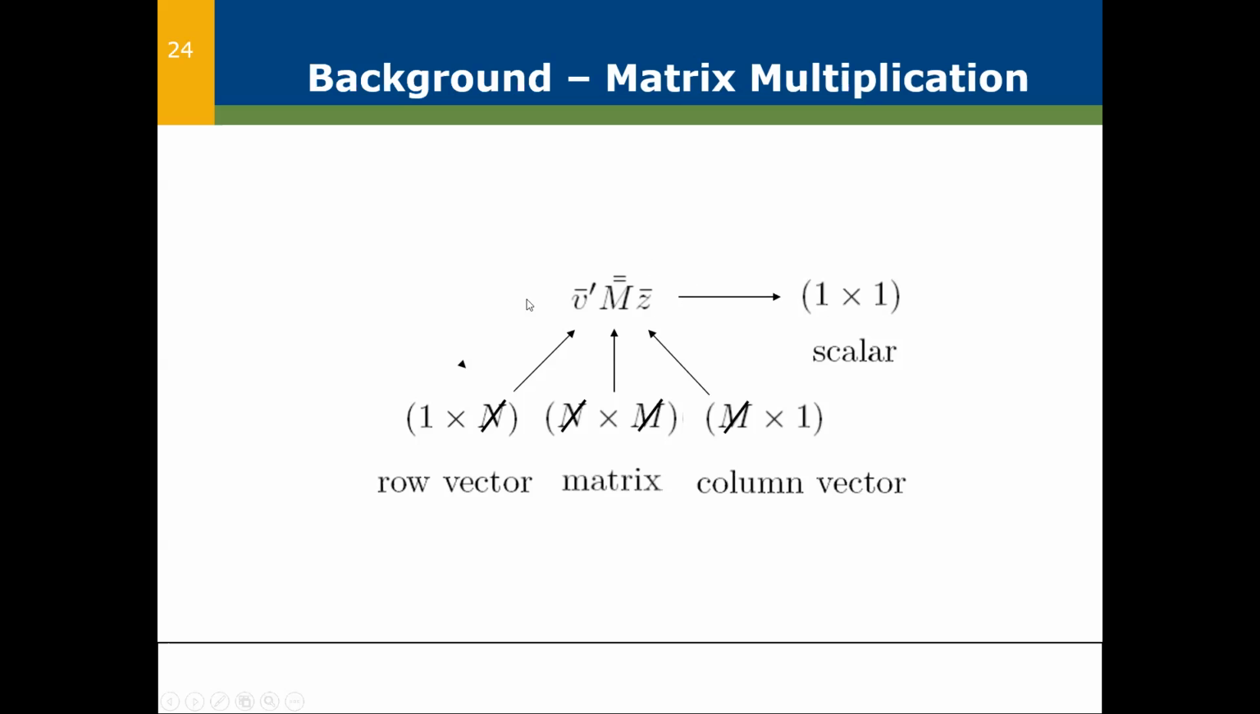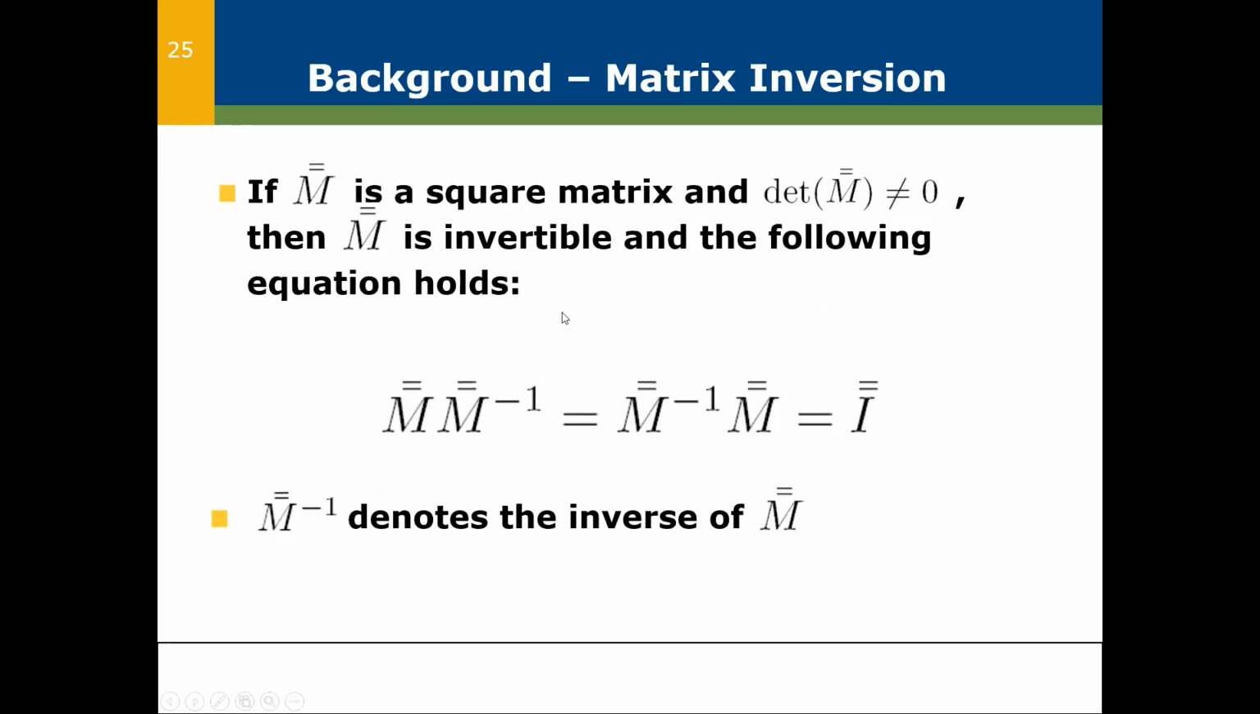This quantity results in a scalar, and in the math of portfolio construction, you'll see this pattern a lot: a vector times a matrix times a vector, being a scalar quantity. And then if M is a square matrix and its determinant is not zero, it's invertible, and so you're able to take the inverse.